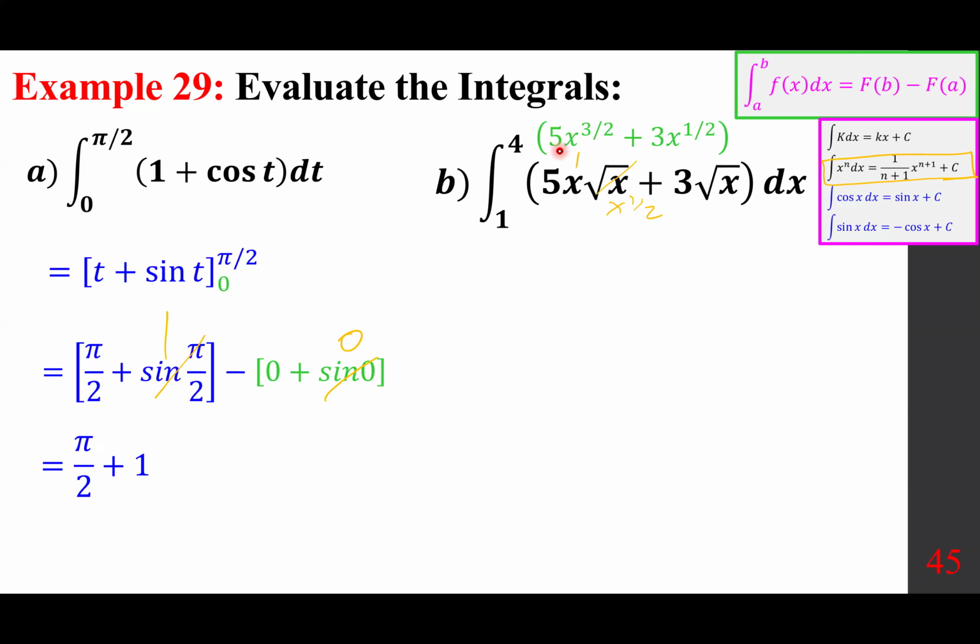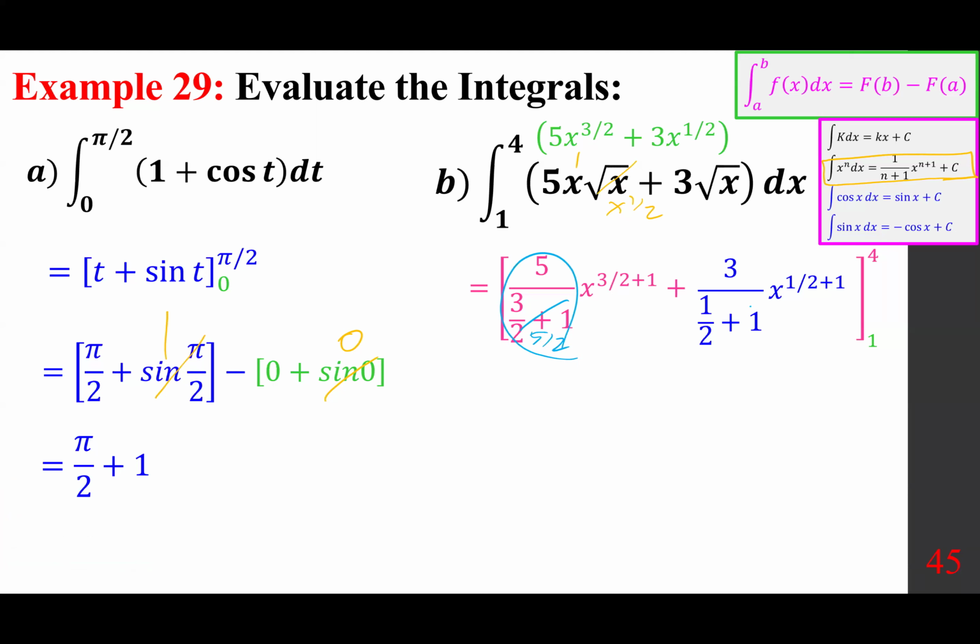So this one is 5 over 3 halves plus 1, x to the power of 3 halves plus 1. This one is 3 over 1 half plus 1, x to the power of 1 half plus 1. And in both cases, we're going to evaluate from 1 to 4. This is 5 halves. So this is 2, 3 halves. This is also 2. Now we're going to plug in 4 and 1.